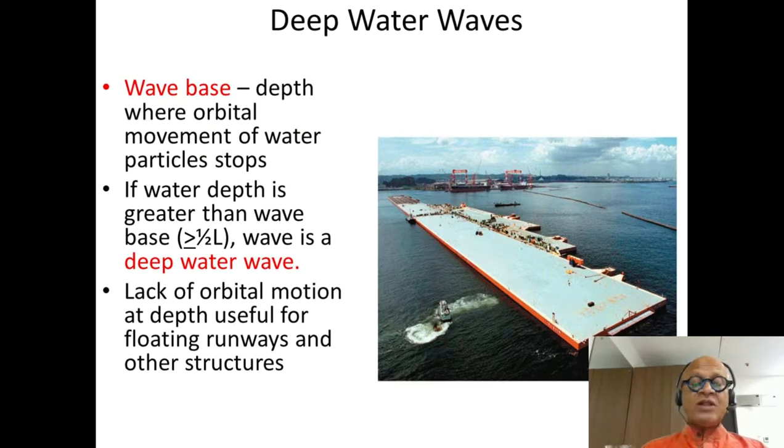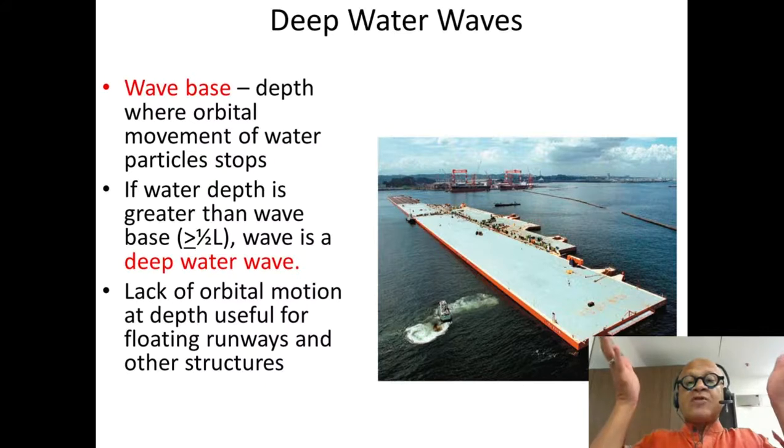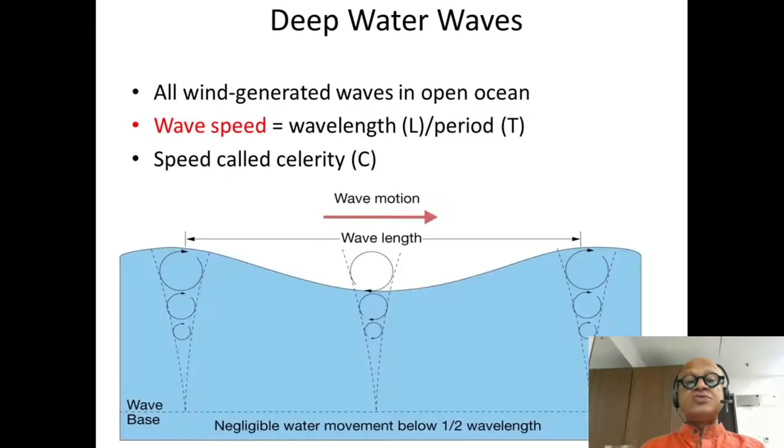The lack of orbital motion at depth is useful because you can build floating structures like this Japanese airport, a landing strip. Can you believe this is actually a floating airplane landing strip? The weight of the platform is designed to go below the wave base so that it remains stable, which makes the upper part of the runway, which is above water, also very stable. This is a simple principle that's used in building this.